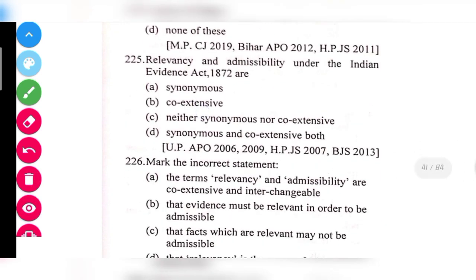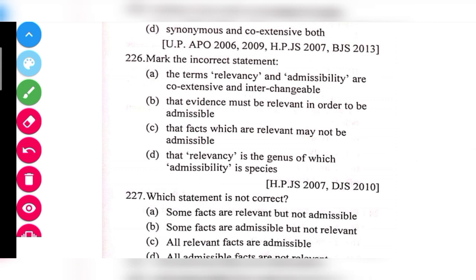225. Relevancy and admissibility under the Indian Evidence Act 1872 are. Answer is C. 226. Mark the incorrect statement. Choose the correct statement. Answer is A.